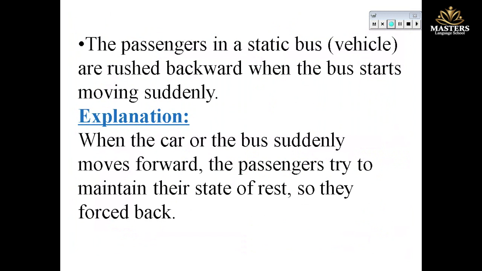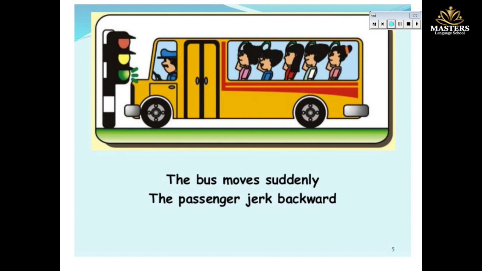While when the bus is in a state of rest and suddenly the bus starts to move, the people inside the bus are rushed backward. Why? Because they're trying to maintain their state of rest, and this is what we call inertia. So inertia resists the sudden change in motion. As we see in this picture, the bus moved suddenly, so the passengers rushed backward.